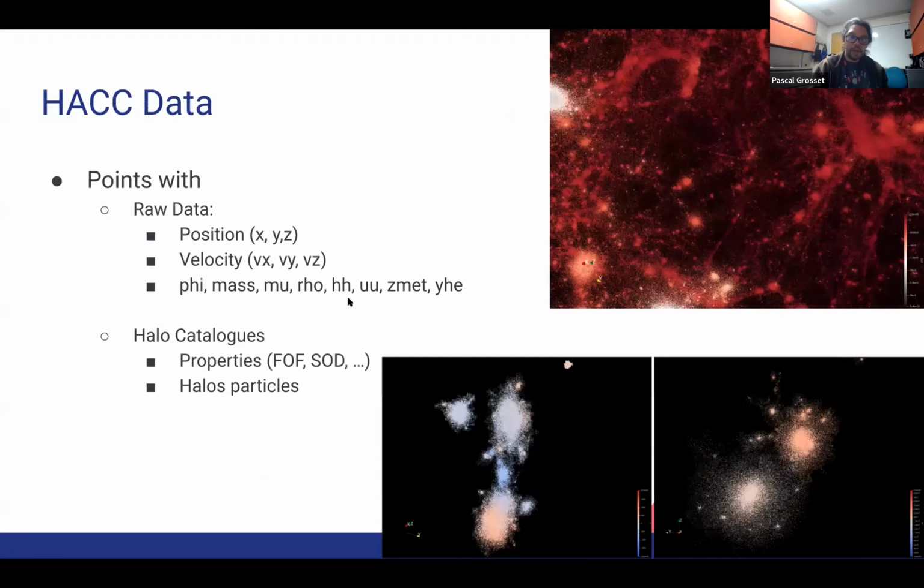Thank you. So here we can see some of the HACC data, like Katrin showed before. HACC is basically a bunch of points. You have position, then velocity, then a bunch of other different properties. And from that, HACC also generates halo catalogs, with some properties of the halos, and it also stores particles for some of the halos, especially the large halos that the scientists will want to look at, for example, some of these here.